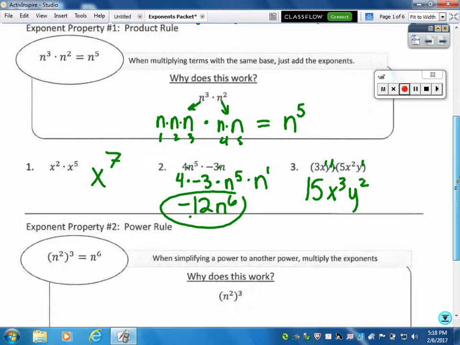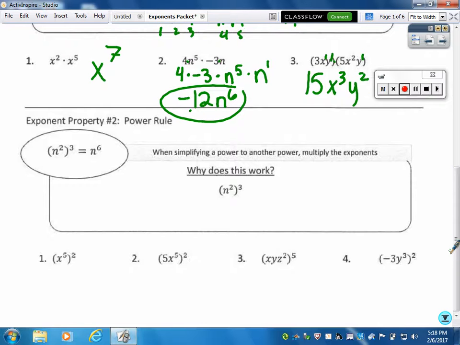All right. Second property, the power rule. Power has to do with when you put an exponent on another exponent. So if I have n squared to the 3rd, then I really have n to the 6th. So the simple rule is multiply the exponents, but here's why it's working.